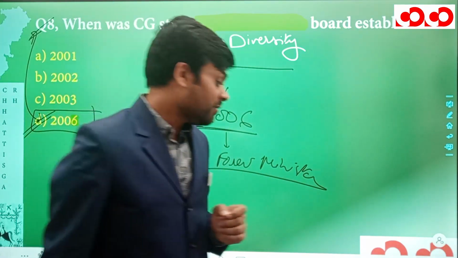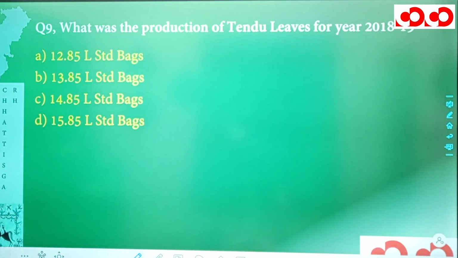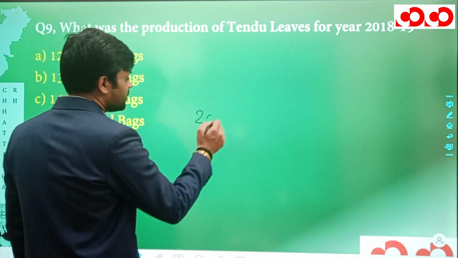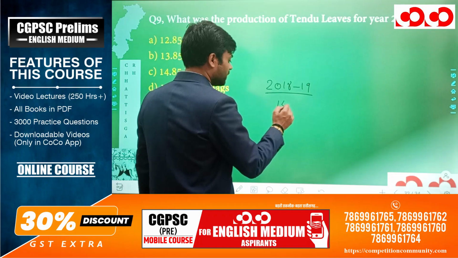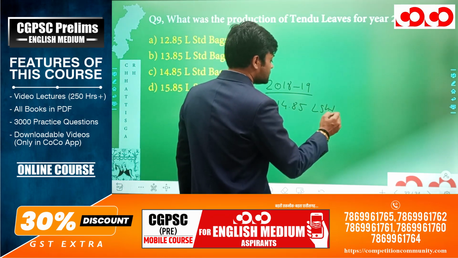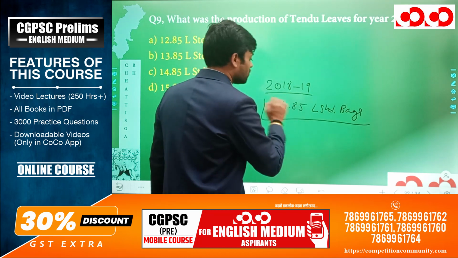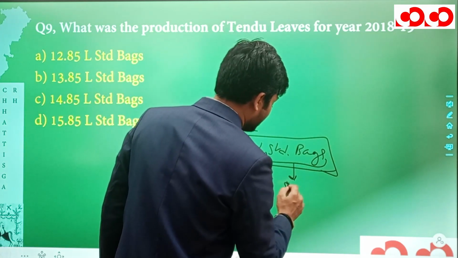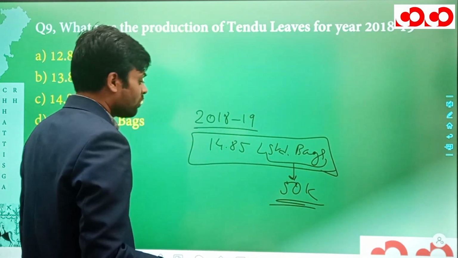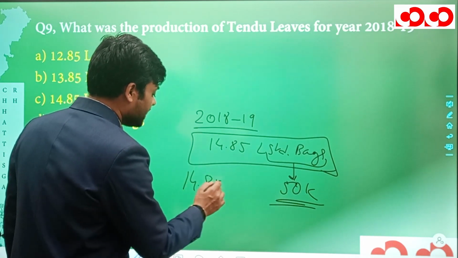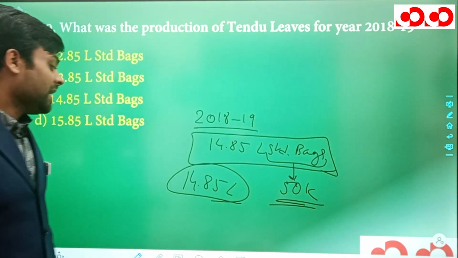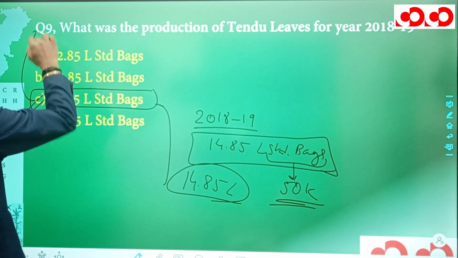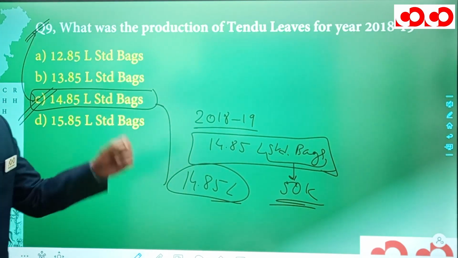Let's now jump on to our ninth question. Now in the ninth question we have, what was the production of tendu leaves for the year 2018-19? So let me tell you, for the year 2018-19, 14.85 lakh standard bags of tendu leaves were actually collected, wherein in one standard bag there are 50,000 tendu leaves. So what has to be the answer? The correct answer has to be 14.85 lakh standard bags, and 14.85 lakh standard bags is given in option C, and hence option C is going to be the correct option for our ninth question.